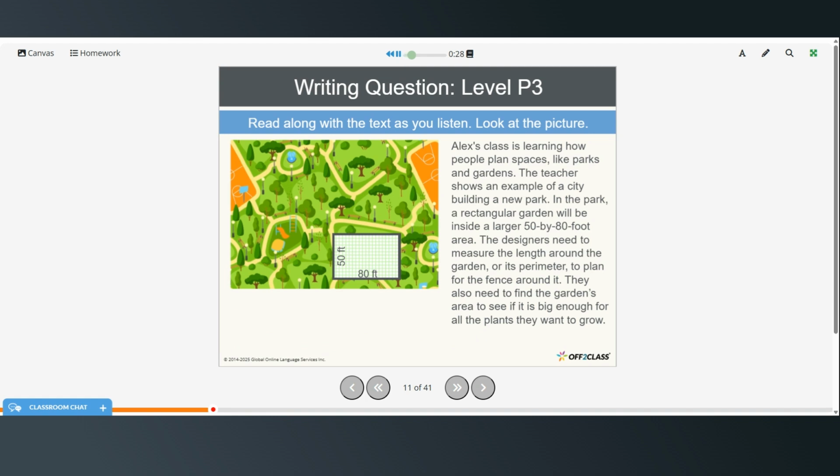Alex's class is learning how people plan spaces, like parks and gardens. The teacher shows an example of a city building a new park. In the park, a rectangular garden will be inside a larger 50 by 80-foot area. The designers need to measure the length around the garden, or its perimeter, to plan for the fence around it. They also need to find the garden's area to see if it is big enough for all the plants they want to grow.